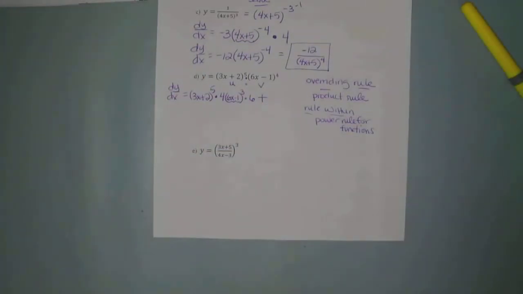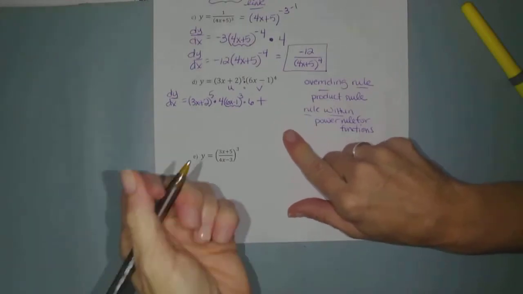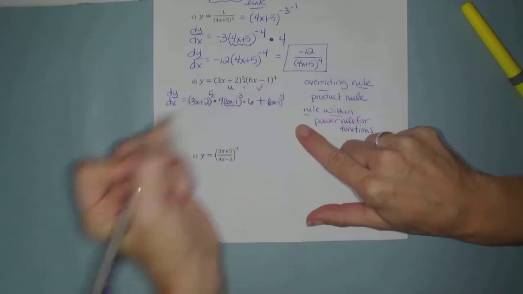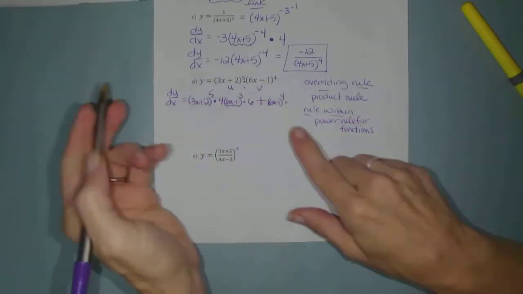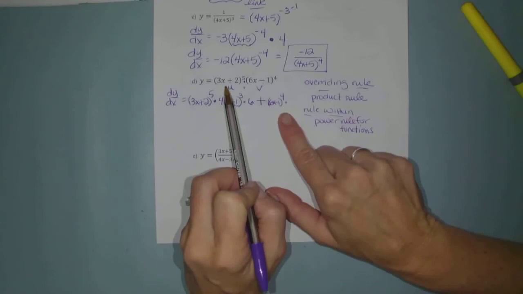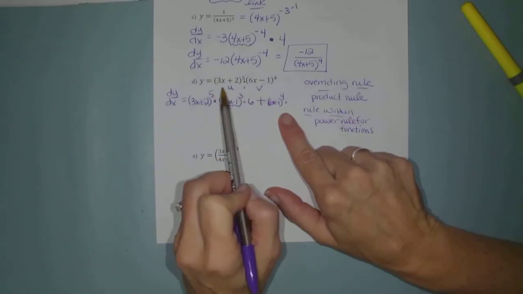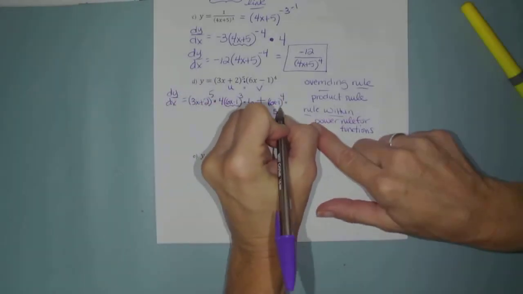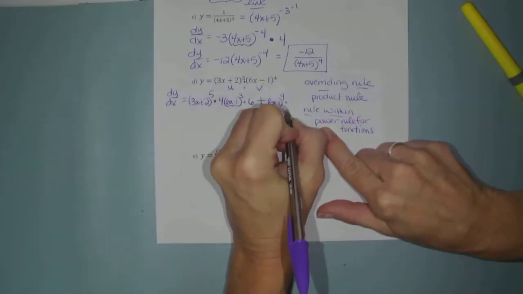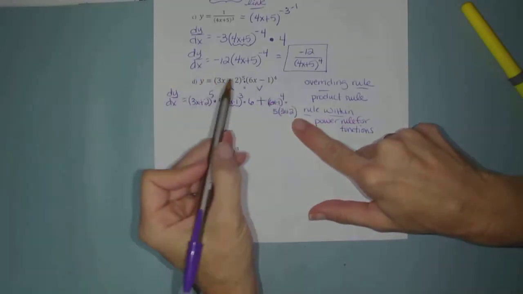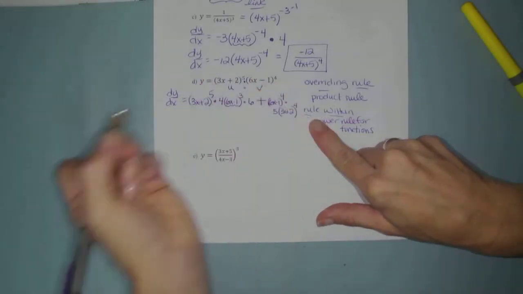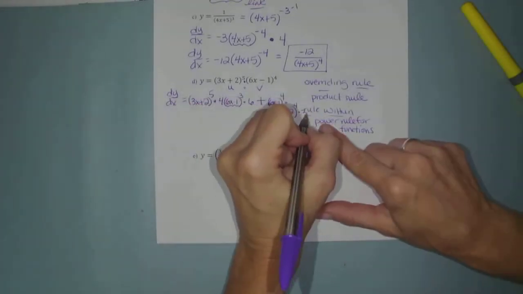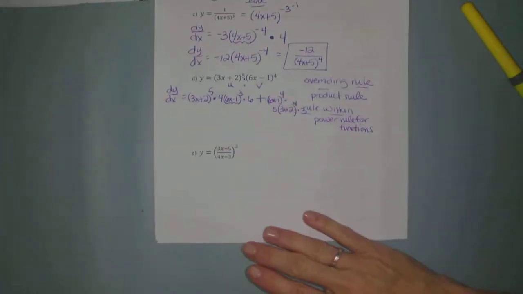Plus, the second part of the product rule says we take the second, so (6x minus 1) to the fourth, times the derivative of the first. Again, power rule for functions. So 5 comes down to the front. I'm just going to come under here. 5 times (3x plus 2) to the fourth, because we're reducing that by 1, times the derivative of 3x plus 2, which is 3. Whew, that's a lot.